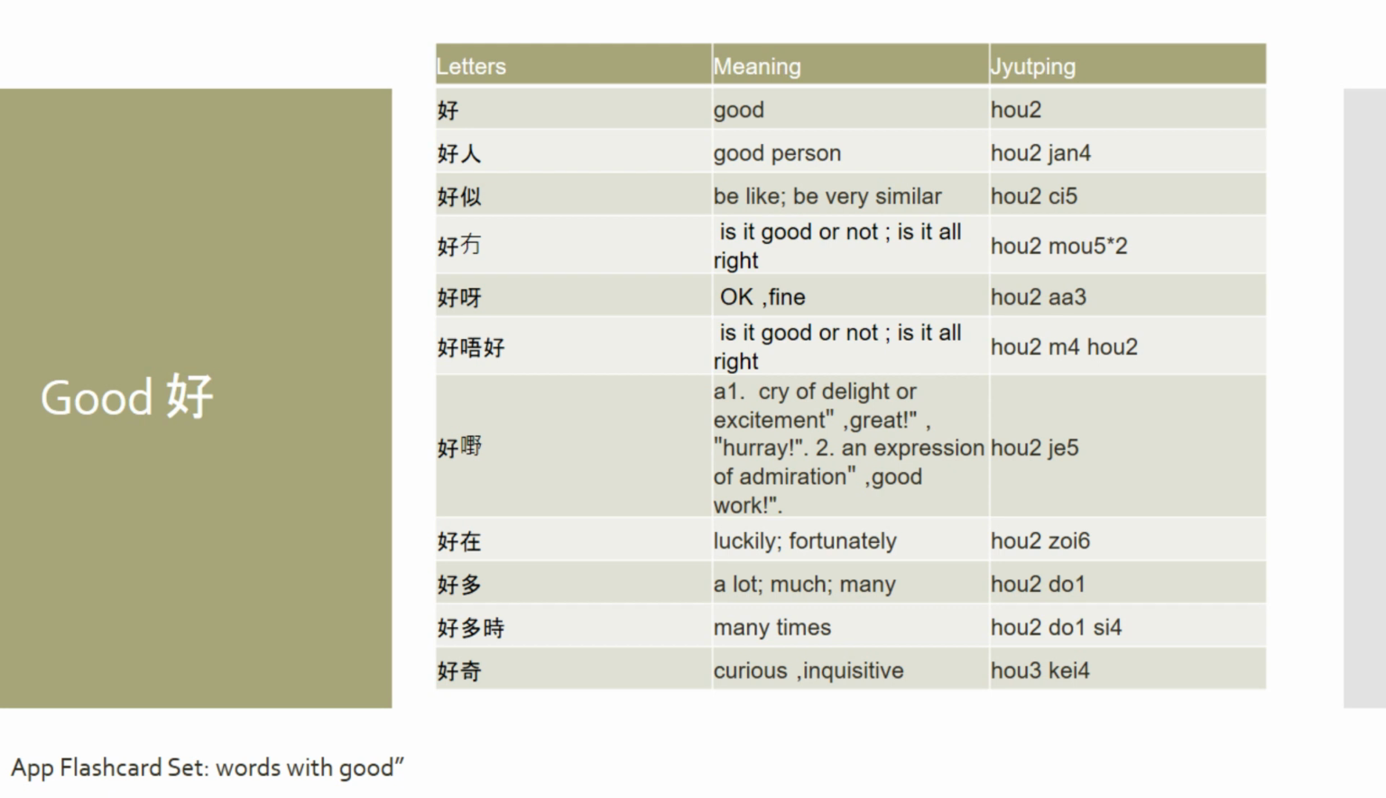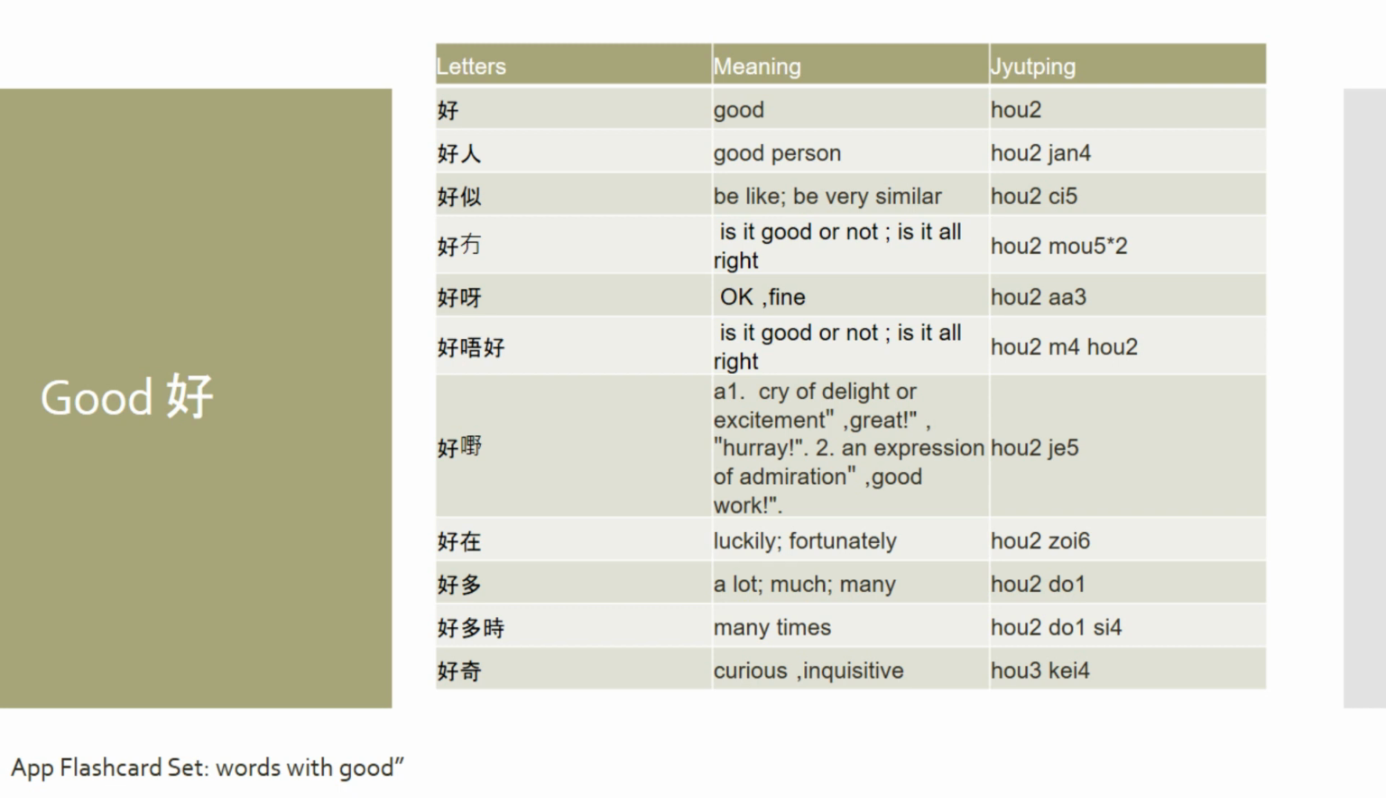Now, if you want to say luckily or fortunately, then you can say 好在，好在. So this would usually follow up with what you are fortunate about. For example, if I say fortunately I won, then I could say 好在我贏咗, which 好在 means fortunately, and then 我贏咗 means I won.